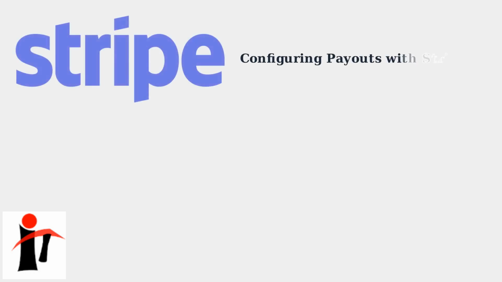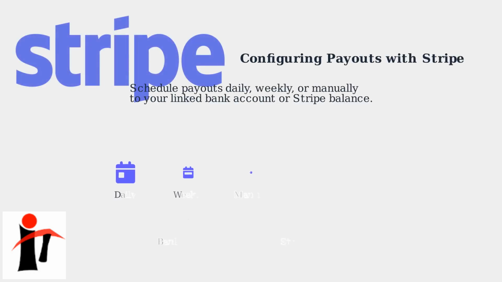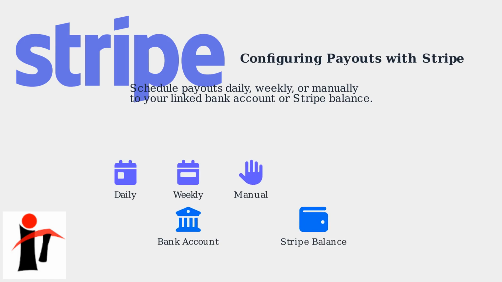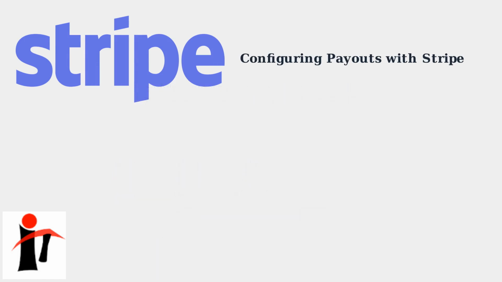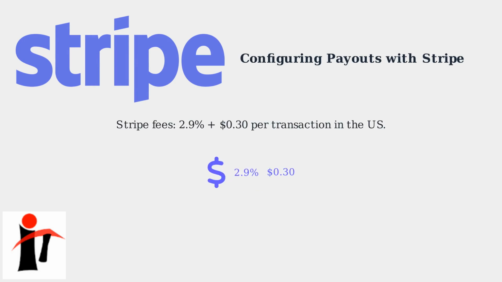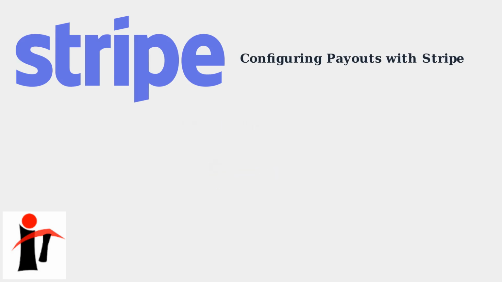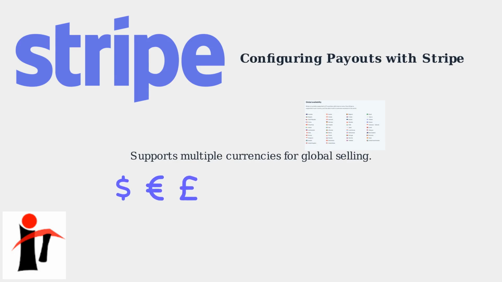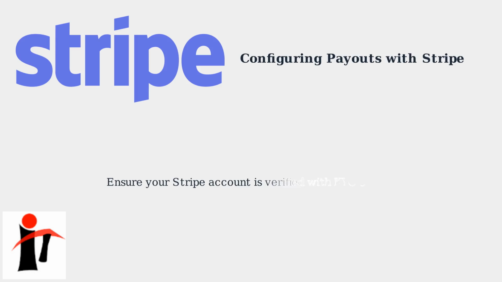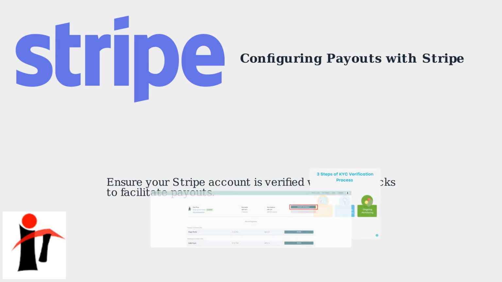Once connected, Stripe manages your fund transfers. You can schedule payouts daily, weekly, or manually to your linked bank account or Stripe balance. Be aware of Stripe's fees, typically 2.9% plus 30 cents per transaction in the US. Stripe also supports multiple currencies, enabling you to sell globally. Ensure your Stripe account is verified with KYC checks to facilitate payouts.